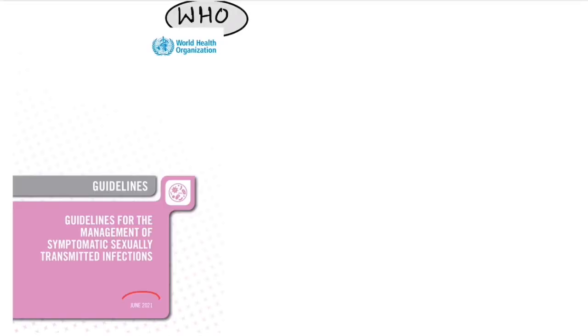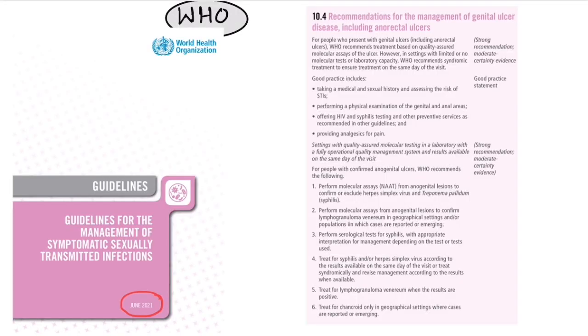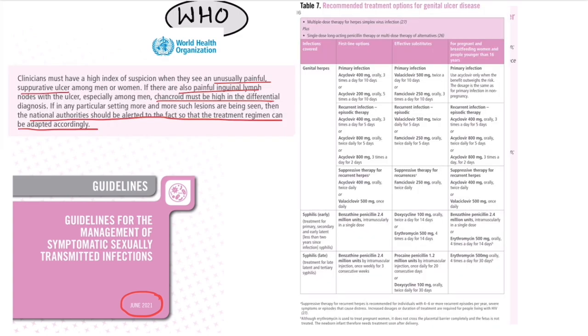In WHO guidelines June 2021, it is written to treat chancroid only in geographical areas where there is re-emergence of such cases. And when there is such clinical suspicious cases of chancroid, the national authorities should be informed and then the case should be treated. So in the table for syndromic approach in WHO, they haven't included chancroid, they have only included syphilis and herpes. With this we have completed the whole topic of chancroid.